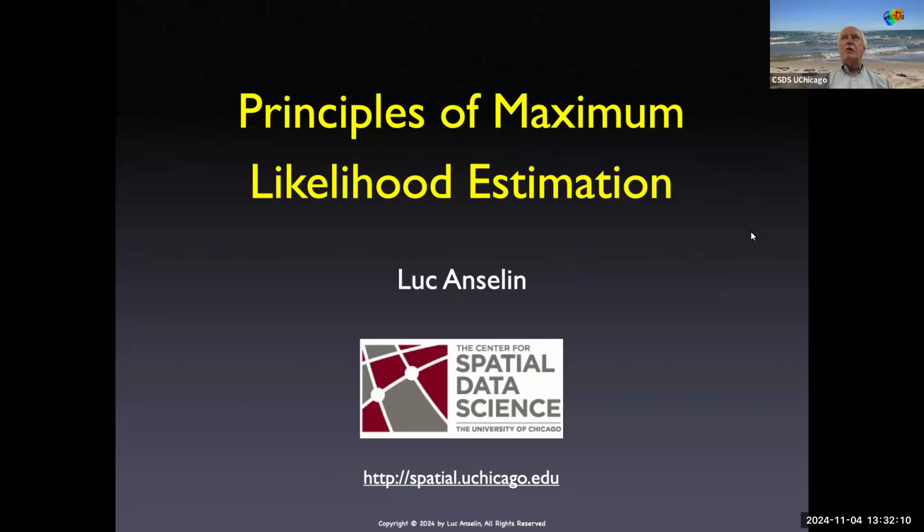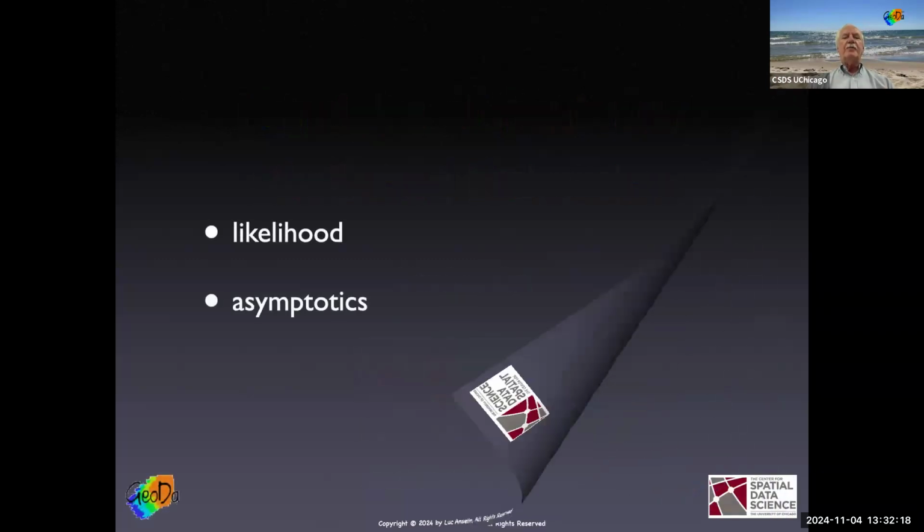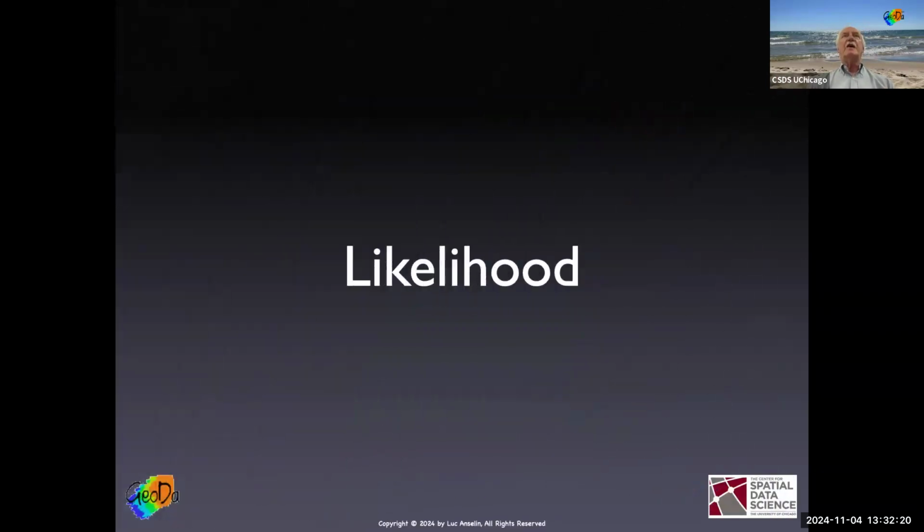So first, we go over the general principles of maximum likelihood estimation, the notion of a likelihood function, and then the important concept of asymptotics. I talked about this a little bit already earlier when we talked about the three classic tests, the Wald test, the likelihood ratio test, and the Lagrange multiplier test, which were all based on this maximum likelihood principle.